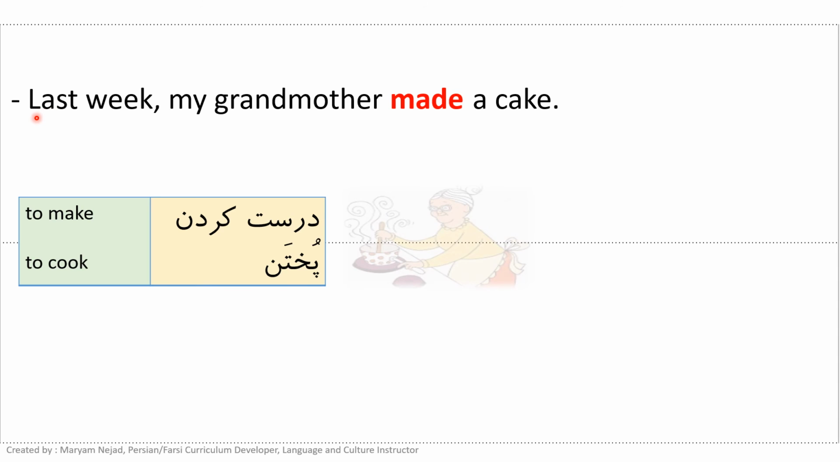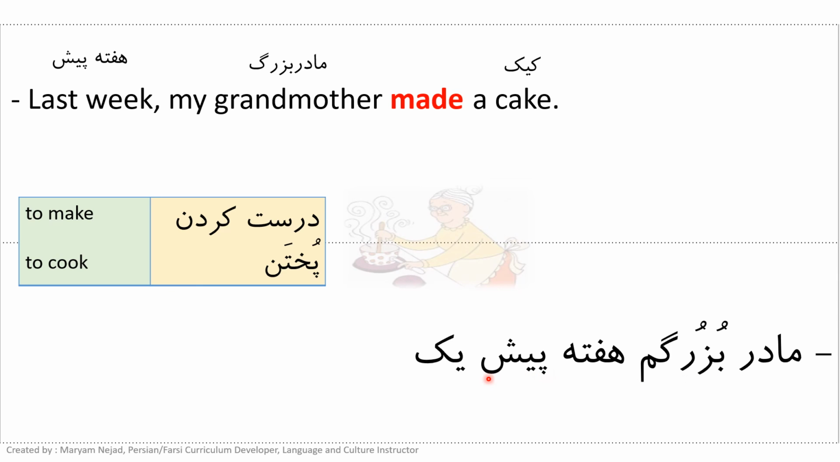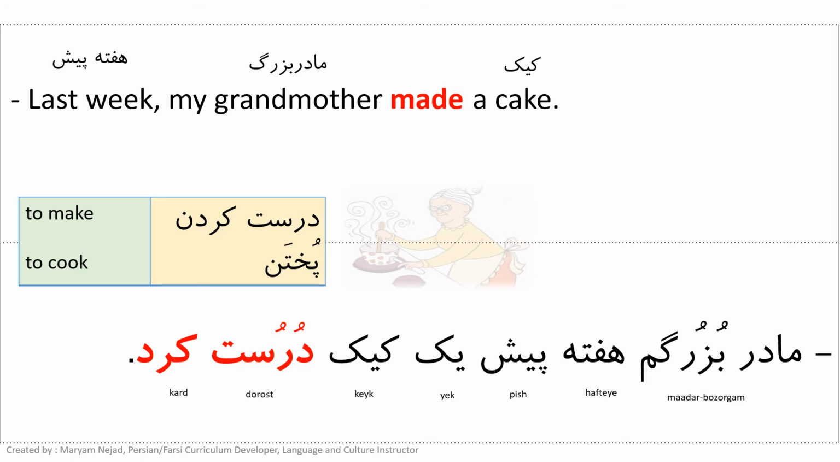And now the rest of the vocab. Last week is هفته پیش, and then grandmother is مادر بزرگ, but we need to make it possessive, and then cake is just cake. مادر بزرگم هفته پیش یک کیک درست کرد. So again, this one is also pretty straightforward. So remember to attach the letter mim for my grandmother to the noun grandmother. And then here we need to have اضافه, هفته پیش, and then the rest is pretty clear.